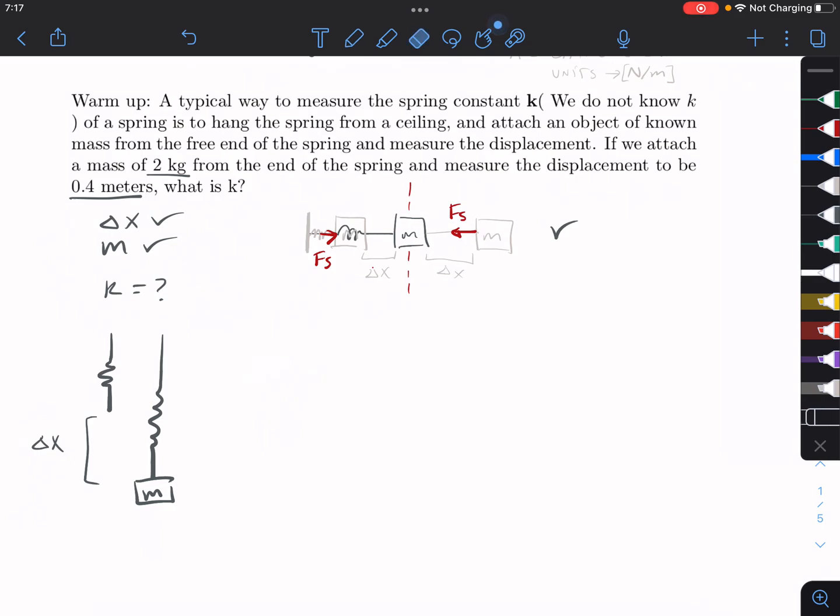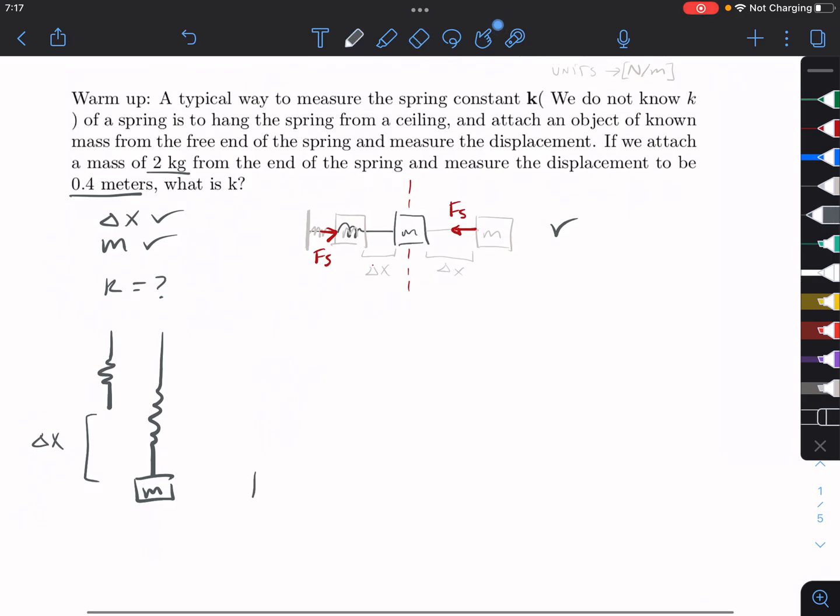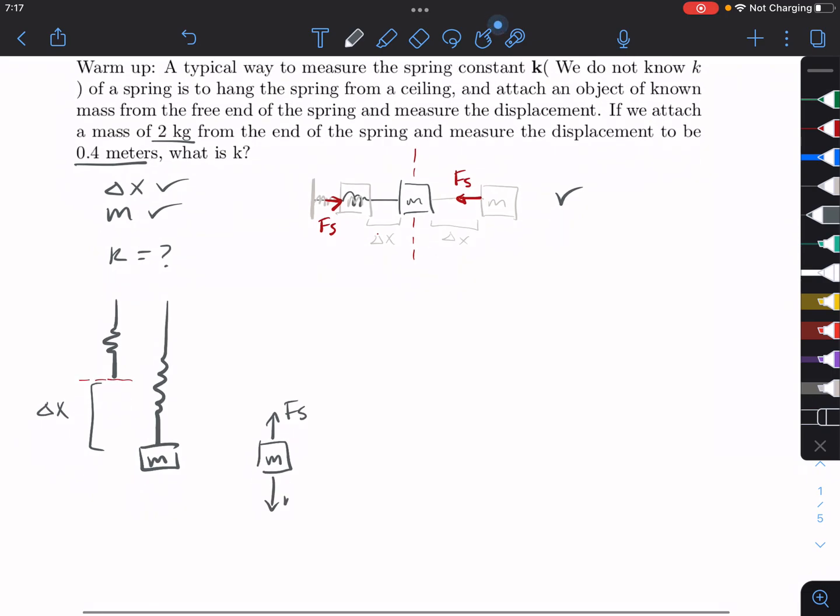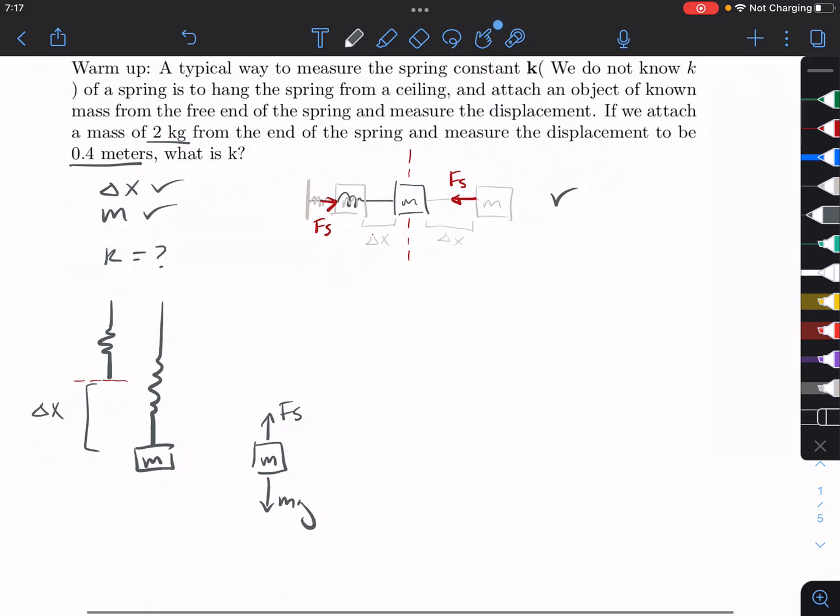Let's look at the sum of forces in the y. Actually, let me draw my free body diagram first. I have this mass here. This was my equilibrium point for my hanging spring, that's my spring while it's at rest. I add a mass, and my spring force is going to be pointing up, because I've created tension in that spring and the force is trying to pull back, and then my weight is going to be pointing down, mass times gravity.